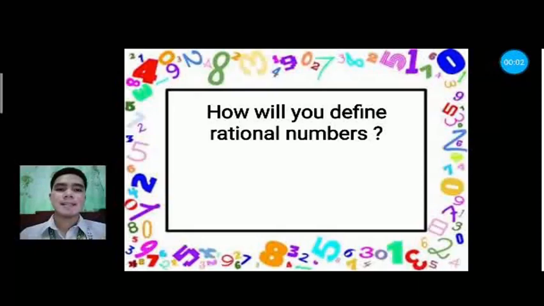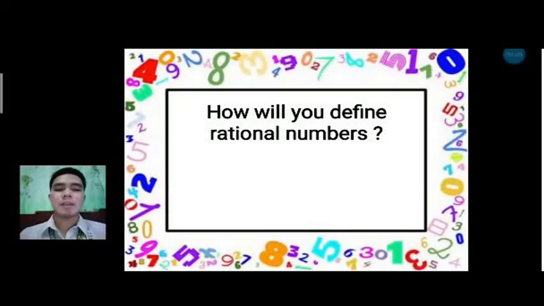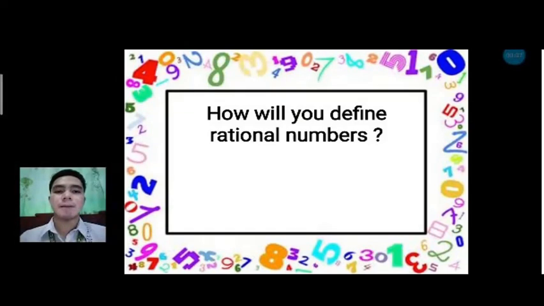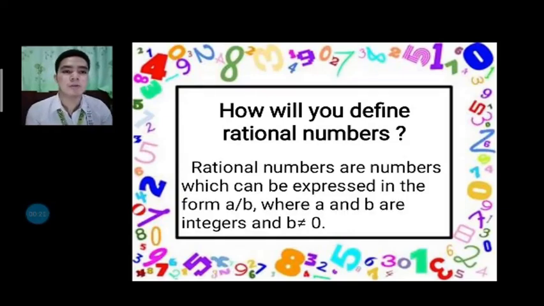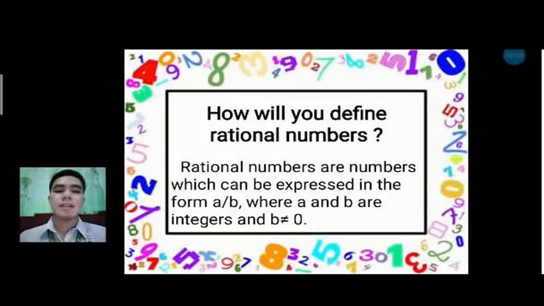Good day, class. Today we will talk about our new topic, which is rational numbers. First, how will you define rational numbers? Rational numbers are numbers which can be expressed in the form a over b, where a and b are integers and b should not be equal to 0. Because when the denominator is equal to 0, that is not a rational number. Take note that the denominator should not be equal to 0.